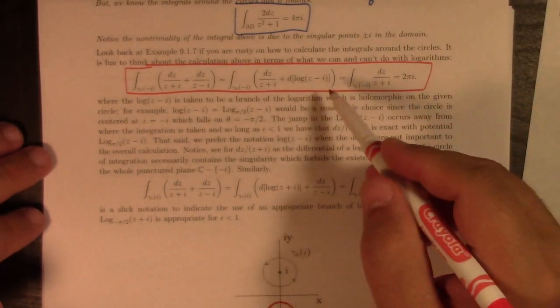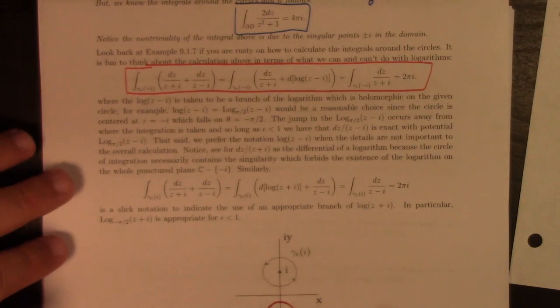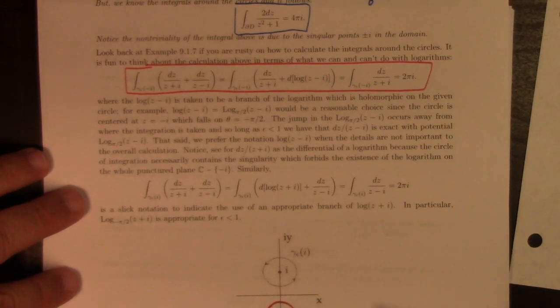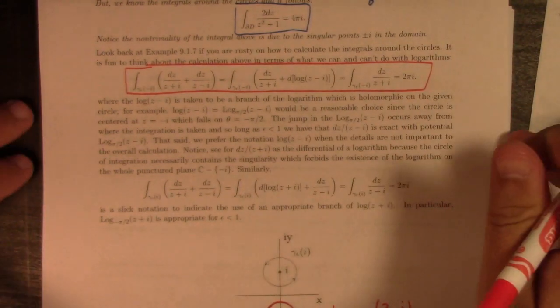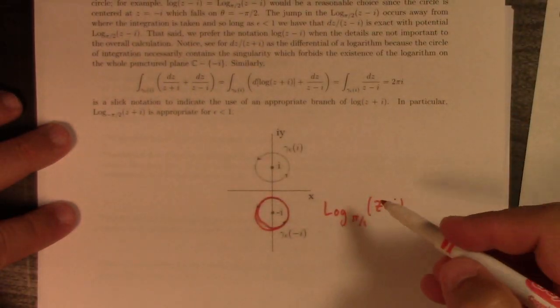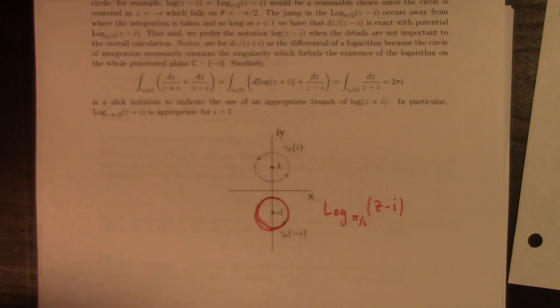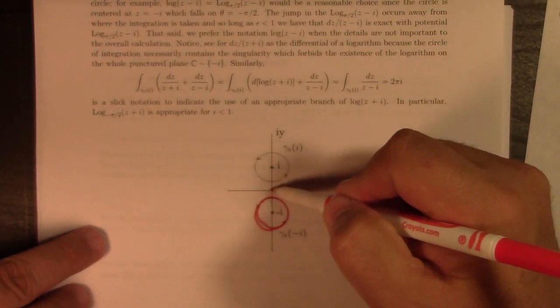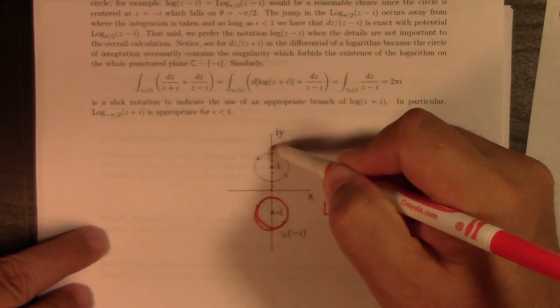Say d log of z minus i. Now I said that down here you could choose, like, log of, I think, pi over 2, z minus i. You could use that specific choice, and that would be okay, right? Because you notice where that doesn't behave is up here. This is where it's got the angle jump.